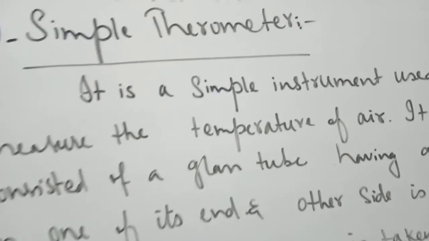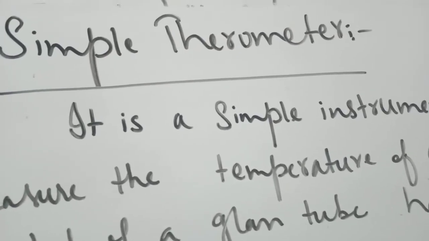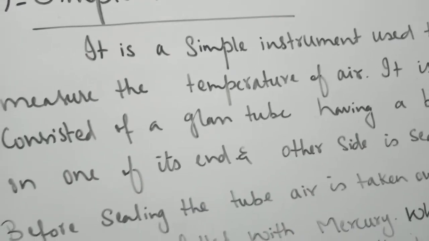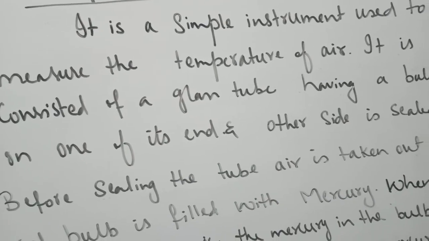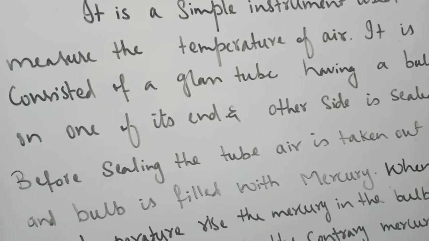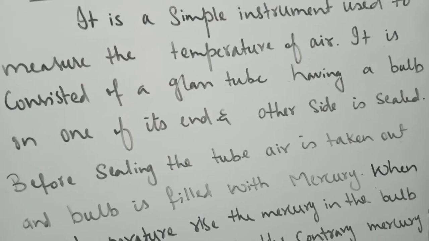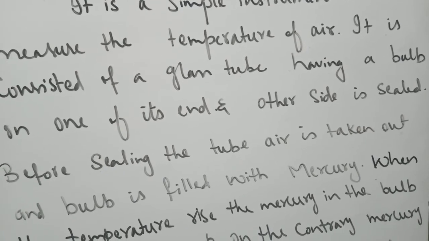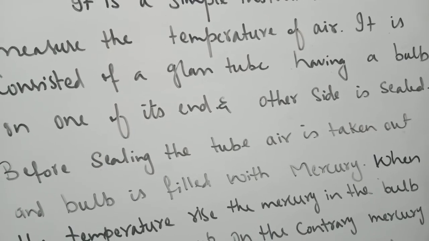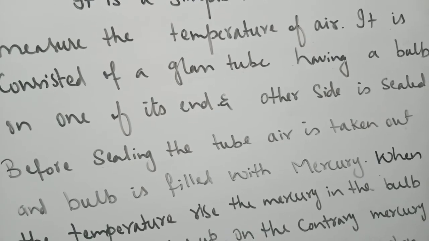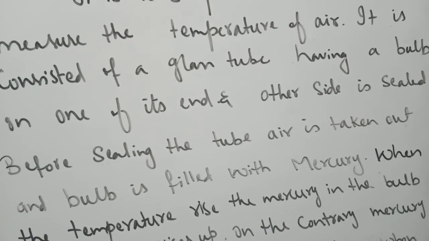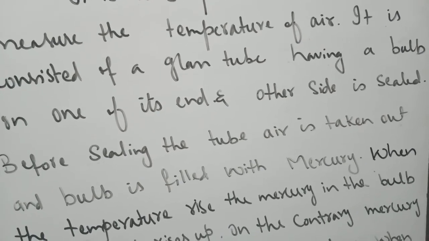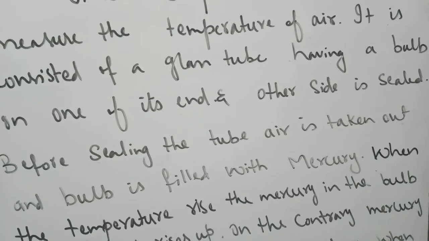Moving on to the simple thermometer, what is actually the methodology, or how does it work? For that purpose we need to take a look at its construction. It consists of a glass tube having a bulb on one end, as I have shown in the diagram. One side has a bulb and the other side of the tube is sealed, closed, and it is made of glass.